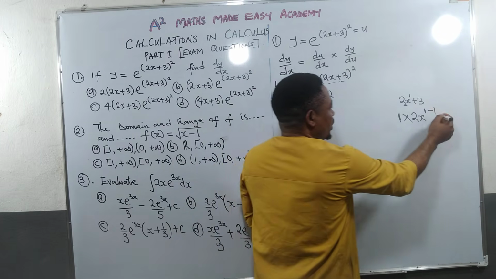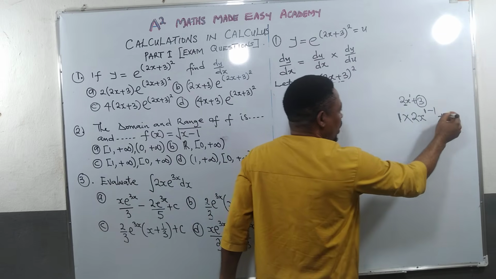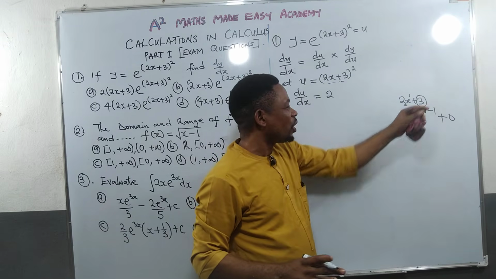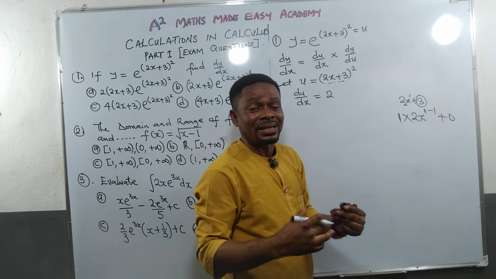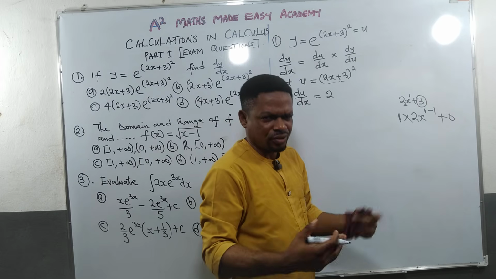I am done with this. Then I will add. This is a constant. Anytime you are differentiating a constant, the result is always what? 0. Or you neglect it. Then the question, what do you mean by a constant? It is a number that has no variable attached to it. And what is a variable? X, Y, just like that.